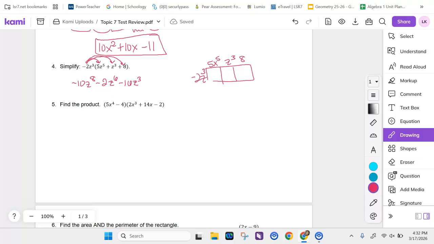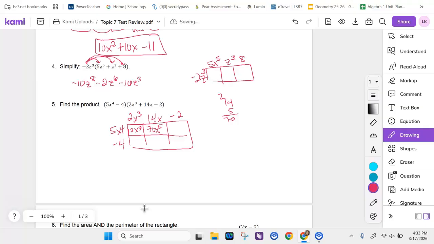All right. Find the product. Box method. I have a 2 by 3. So I have 5x to the fourth, negative 4, 2x cubed, 14x, negative 2. 5x to the fourth times 2x cubed is 10x to the 7th, because you add. 5x to the fourth times 14x, you take 14 times 5, which is 70. 70x to the fifth.